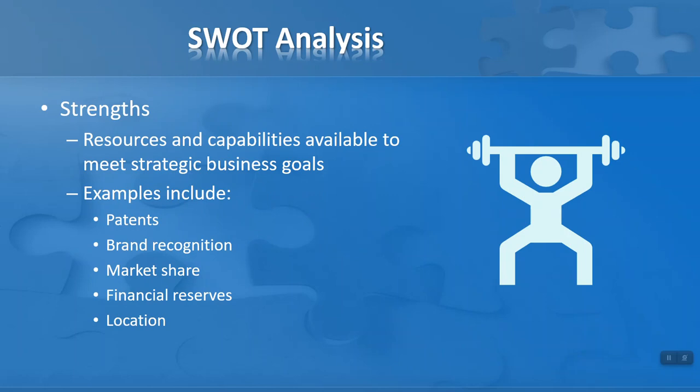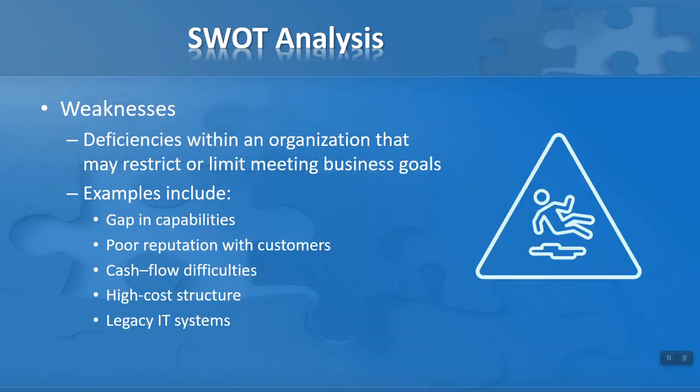So let's take a look at each of the 4 items in turn. The S stands for strengths, and these are resources and capabilities available to meet our current business goals. So these are the things that we're good at. Examples might be a valuable patent or good and strong brand recognition, good market share, plenty of financial reserves, location, many, many other things. These are the things that our organization is already good at. So we need to document all of those.